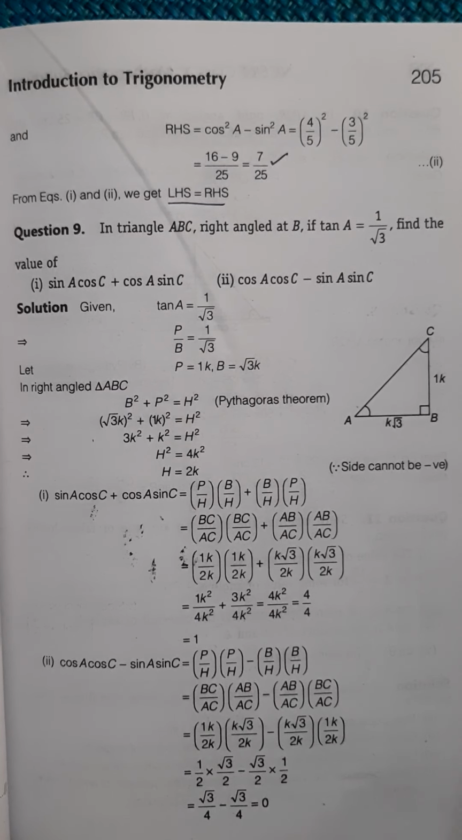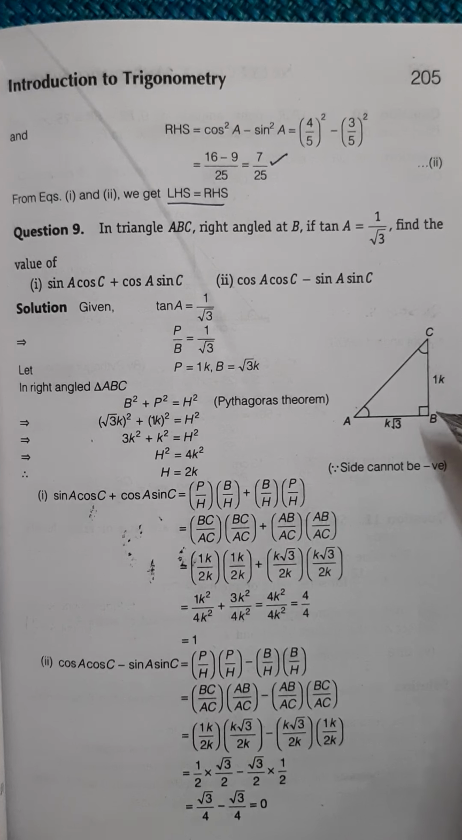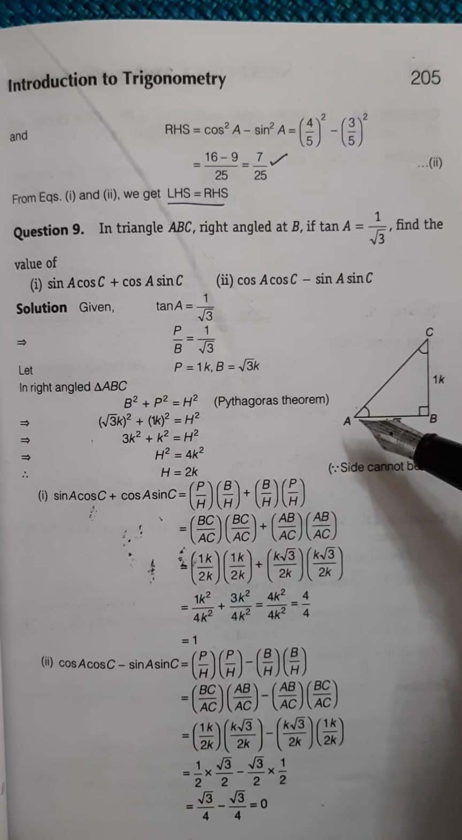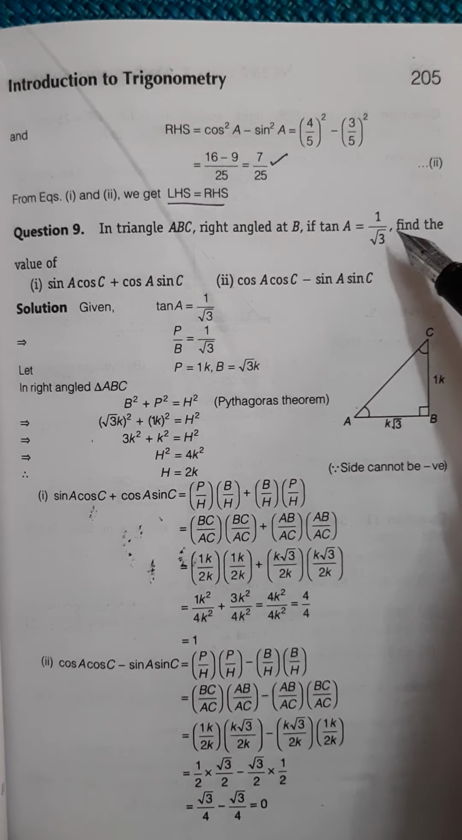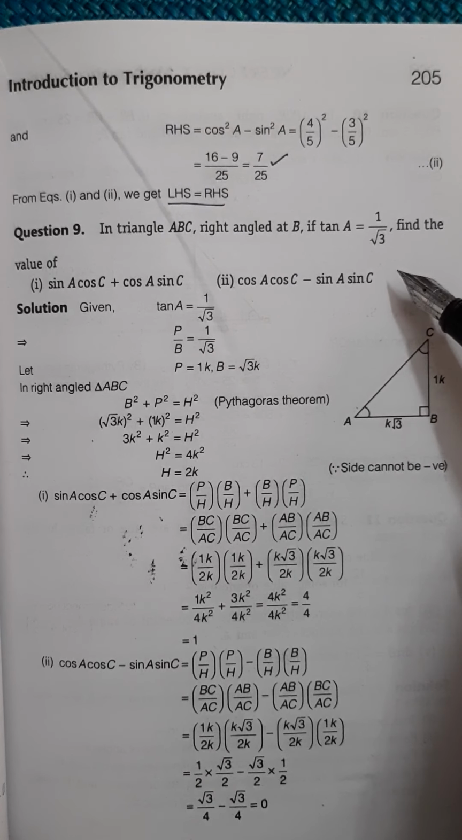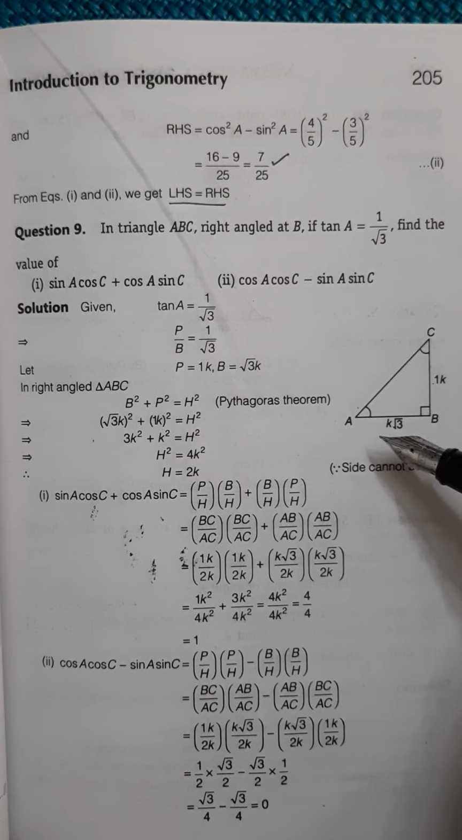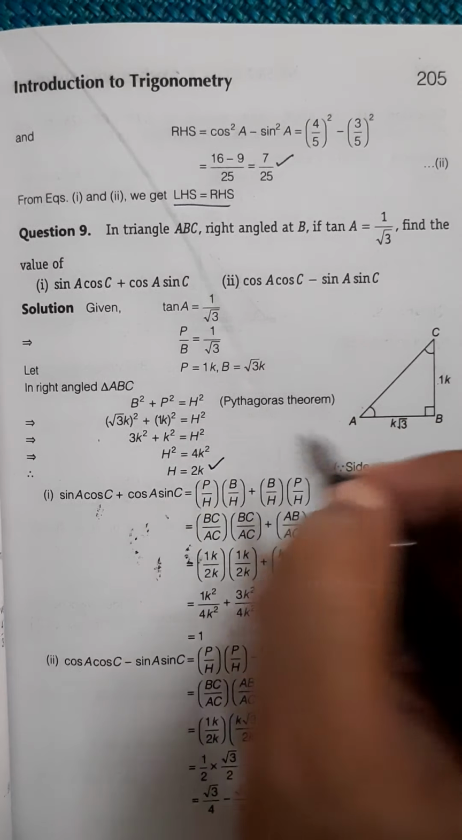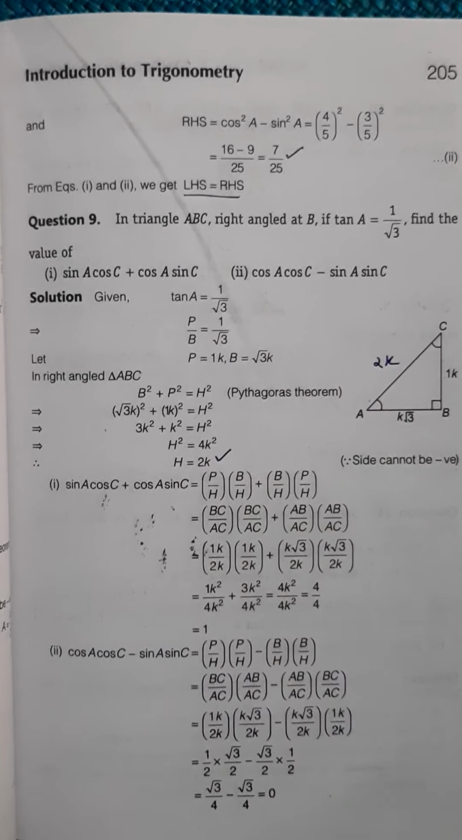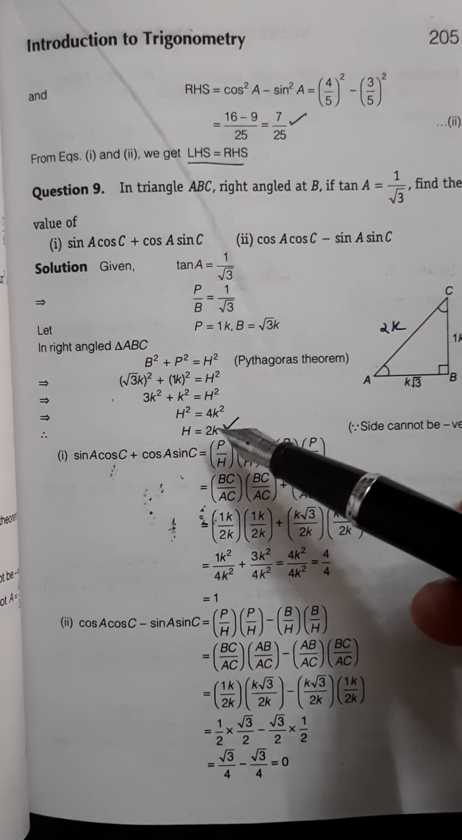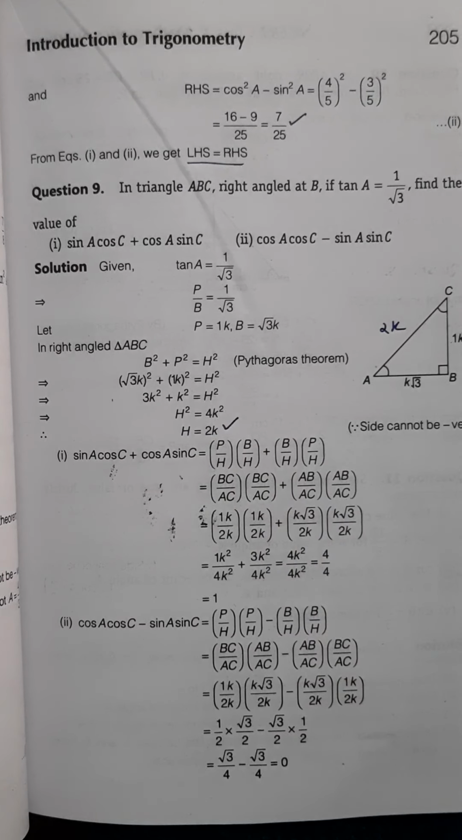Question number 9. This is a triangle which is right angled at B. The value of tan A is given as 1 by root 3. So again tan is perpendicular by base. So we've got 1k and root 3k, perpendicular by base. Use Pythagoras theorem and find out the value of the hypotenuse. We are getting the value as 2k. Hypotenuse square will come 4k square, root of 4k square will give 2k.